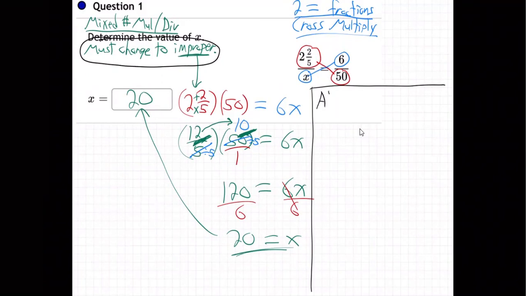So remember that when we add, subtract mixed numbers, when we add, subtract mixed numbers, we leave them mixed, don't we?